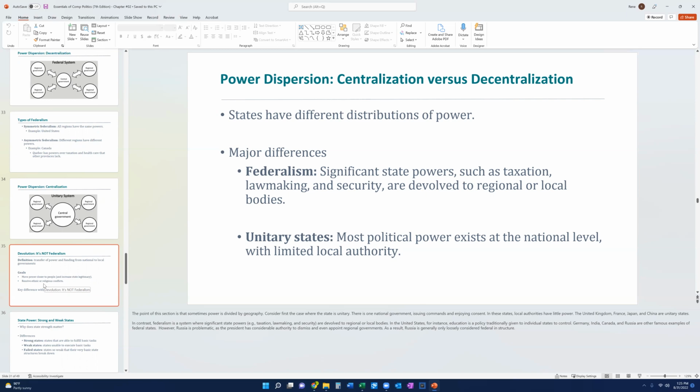On the other hand, unitary states are going to have very limited regional governments with very limited power, and most of the power instead is going to be concentrated at the national level.